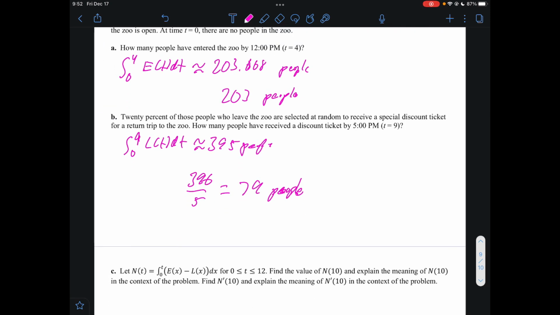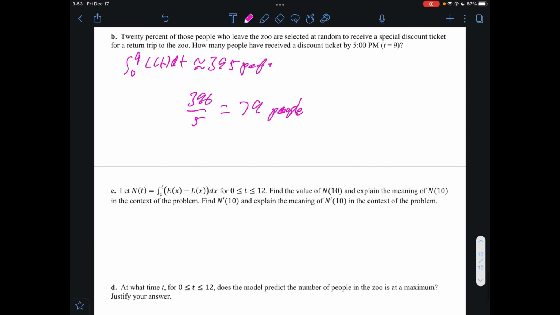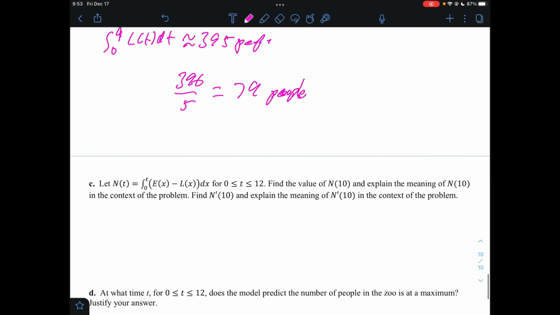Question C: let N of t equal the integral from 0 to t of E minus L. Find the value of N of 10, explain the meaning of N of 10 in the context of the problem, then find N prime and explain the meaning of N prime as well. All right, so N of 10 would be the integral from 0 to 10 of E of x minus L of x dx. That's something we can easily do on your home screen as well.